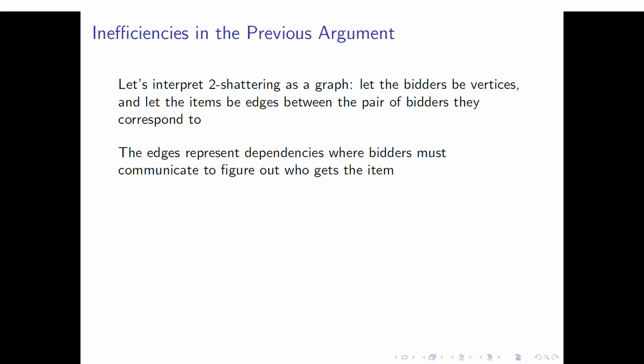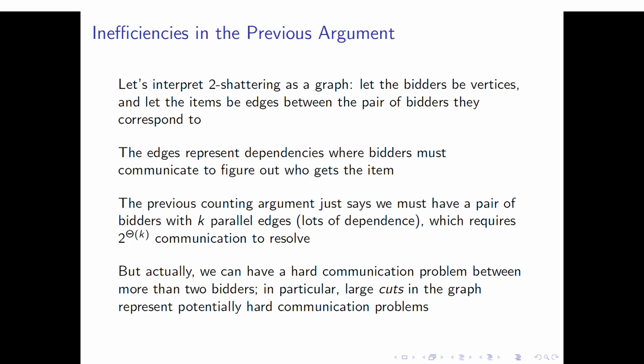Now let's look at this argument a little more closely. A helpful interpretation is to think of two-shattering as a graph, where the bidders are vertices and the items are edges going between the corresponding pair of bidders. Then wherever there are edges, we can basically think of it as bidders needing to communicate with each other to figure out who's going to get which items. And so what the previous argument narrows down to is that if we have a lot of items two-shattered, then there is a pair of bidders with k parallel edges, which requires 2 to the k communication to resolve.